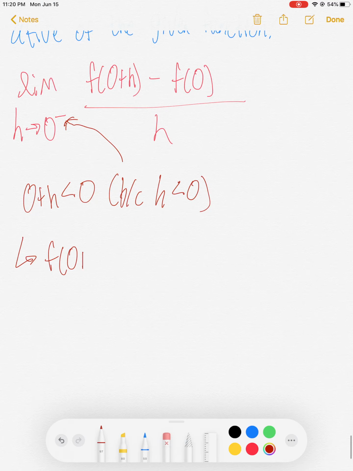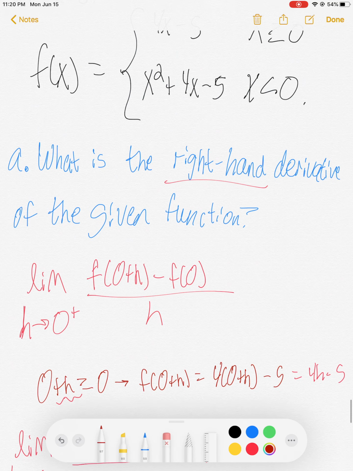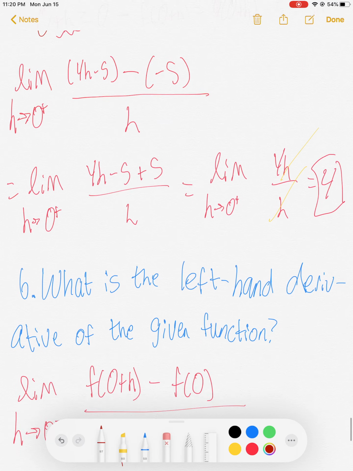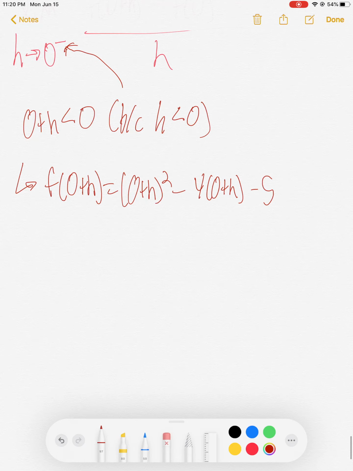Well, we already computed f of 0, right? So we're not going to have to compute that again. However, in this case, 0 plus h is going to be less than 0. And this is because we're assuming that h is less than 0 because we're approaching from the negative side. Okay, so let me draw that negative arrow to be clear. That's because we're approaching from the negative side.